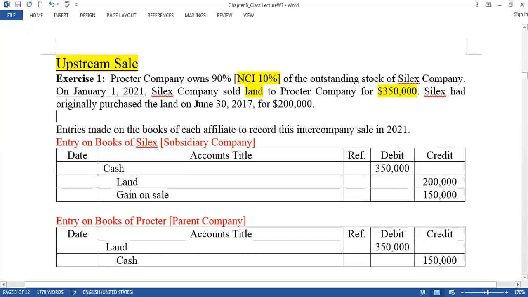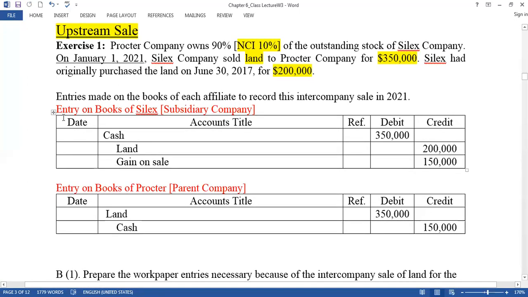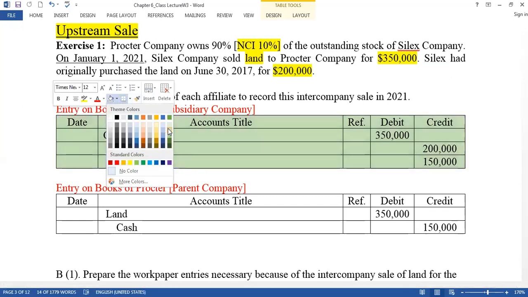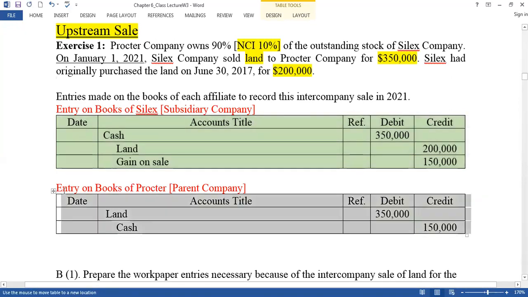Now, the subsidiary had originally purchased the land on June 30, 2017, a few years before, and that was their original cost. So this land is the subsidiary company's land, and when they bought it, it was $200,000. Now they sell it to their parent. So these two journal entries are not your exam question. This is how they handle it separately.